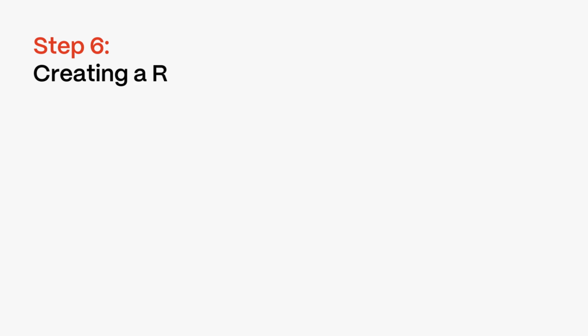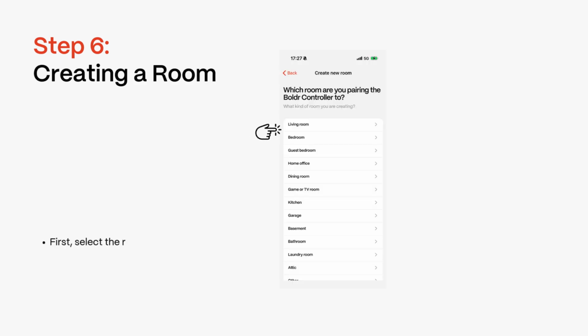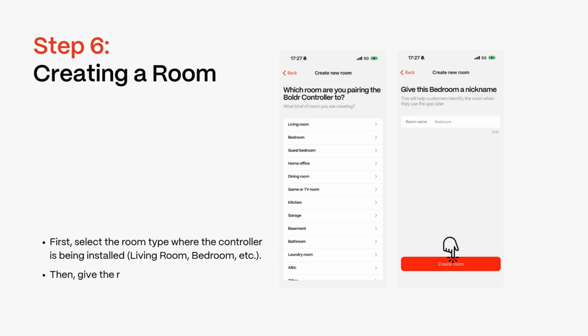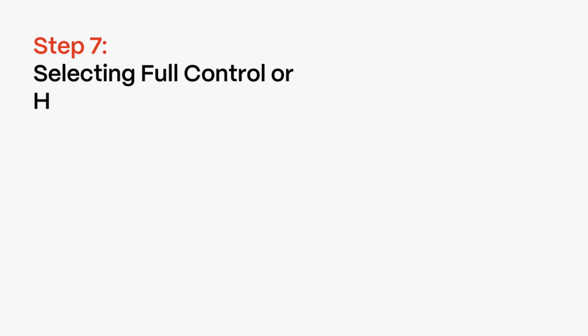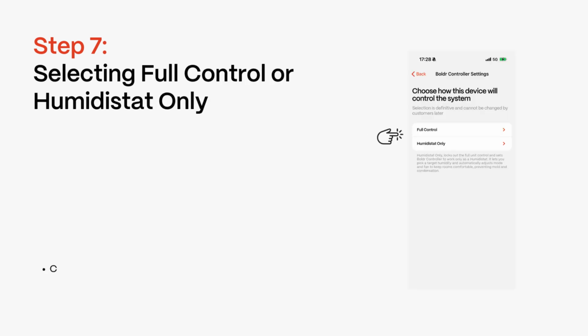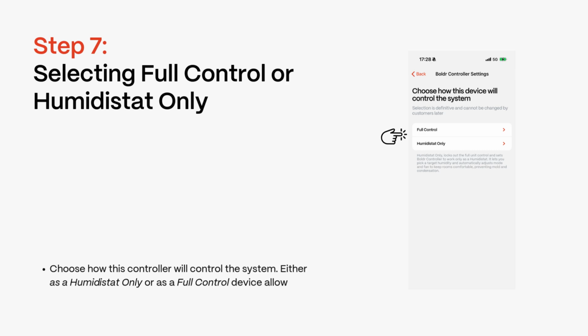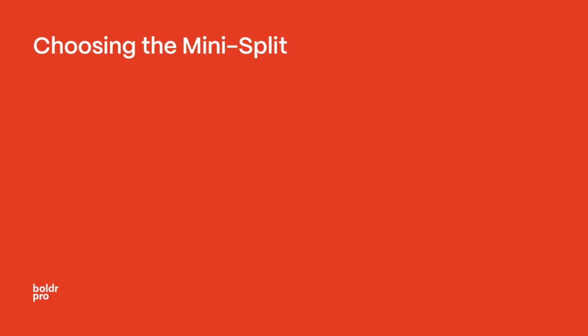Step 6. Creating a room. First, select the room type where the controller is being installed, living room, bedroom, etc. Then, give the room a nickname, for example, Master Bedroom, and tap Create Room. Step 7. Selecting full control or humidistat only. Choose how this controller will control the system, either as a humidistat only or as a full control device allowing for thermostat and humidistat.